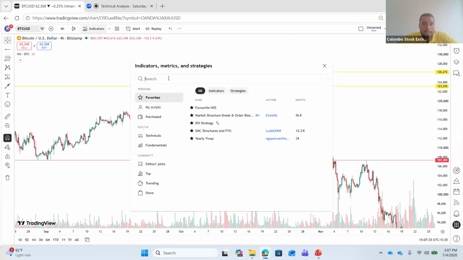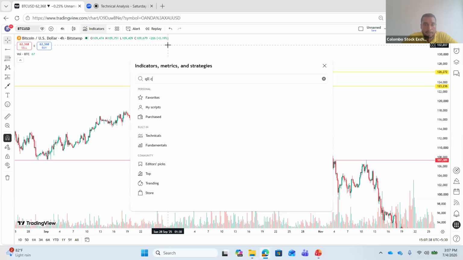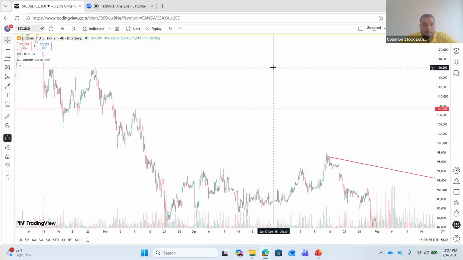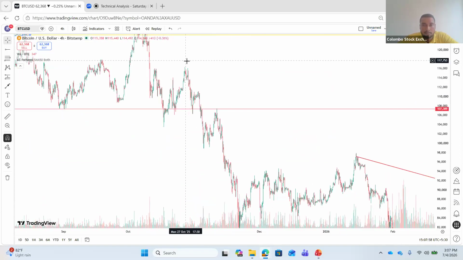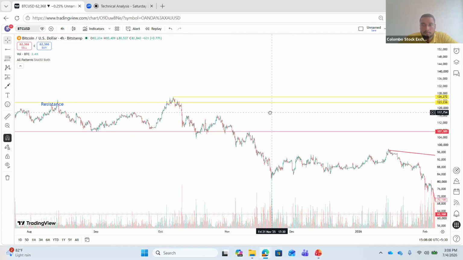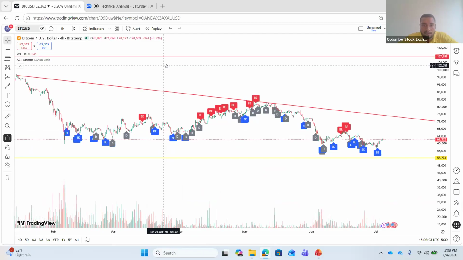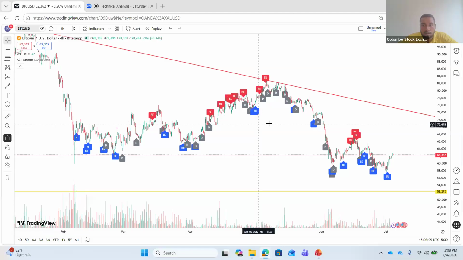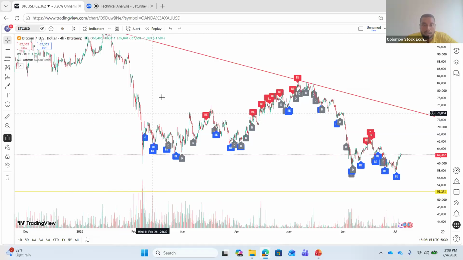So in TradingView, if you go to indicators and type all candlestick patterns, here under the technicals, you can see this all candlestick patterns. Then you can add that to the charts. Right now, I have added them to the chart. Okay, why is it not coming? Here. So in my free version, that shows up to a certain point, only up to this point. The historical data is limited in the free version. That's why it shows only up to this point, right?